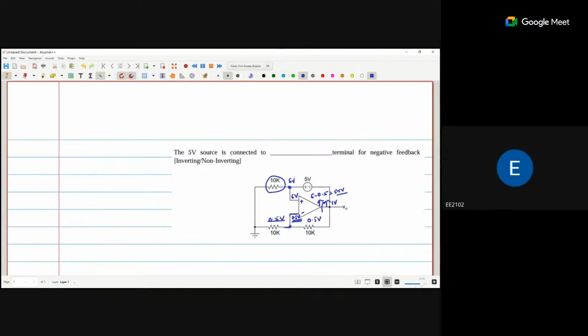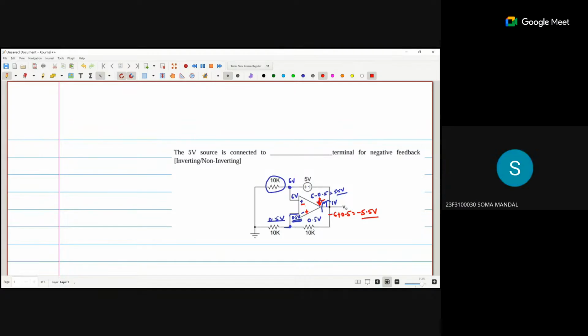And if we consider this one as negative and this one as positive, then minus 6 plus 0.5, that means we are getting minus 5.5 volt. We are not talking about the magnitude, but the voltage will be in the downward direction. In this way, where we are getting the higher voltage, we consider that terminal the inverting terminal for the negative feedback.